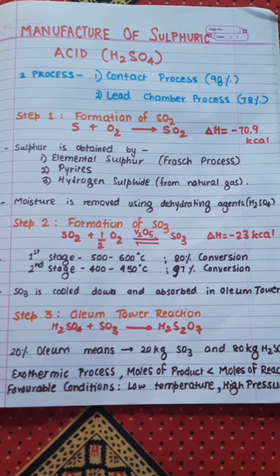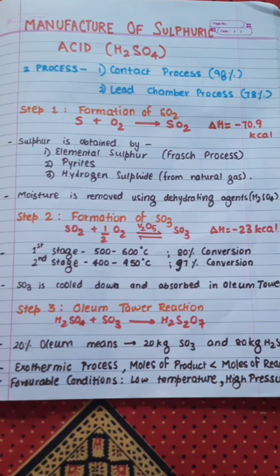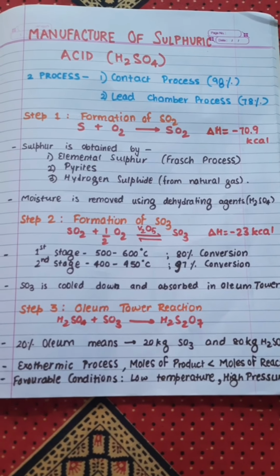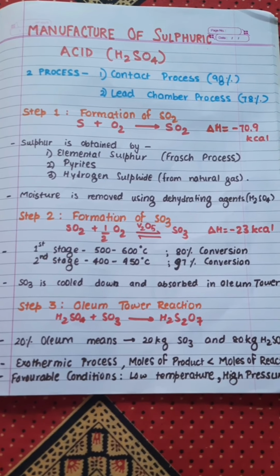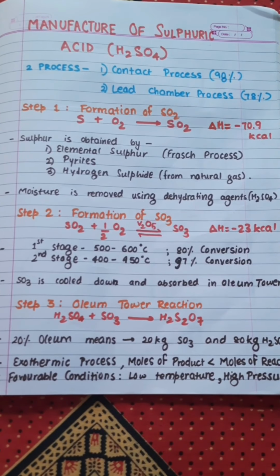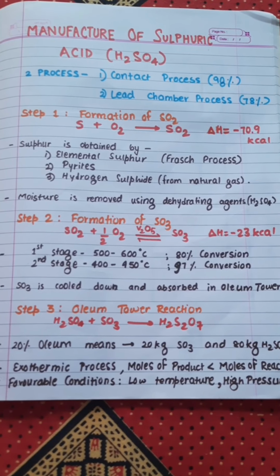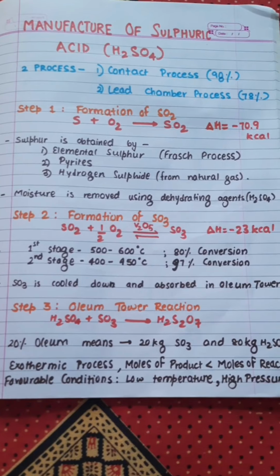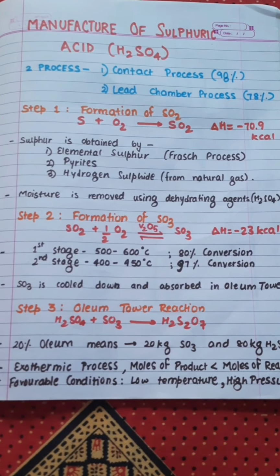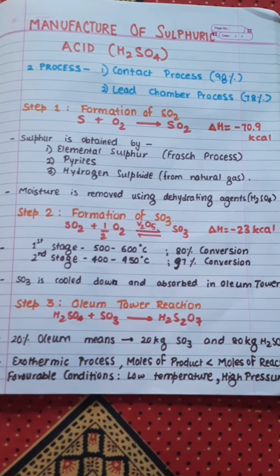Now in step number 3, there is the oleum tower reaction. This happens in the oleum tower, and here the absorption of H2SO4 and combining with SO3 gives H2S2O7. This H2S2O7, which is called oleum, is used to give us 98% pure H2SO4. Here, 20% oleum represents that 20 kg of SO3 combines with 80 kg of H2SO4 together.